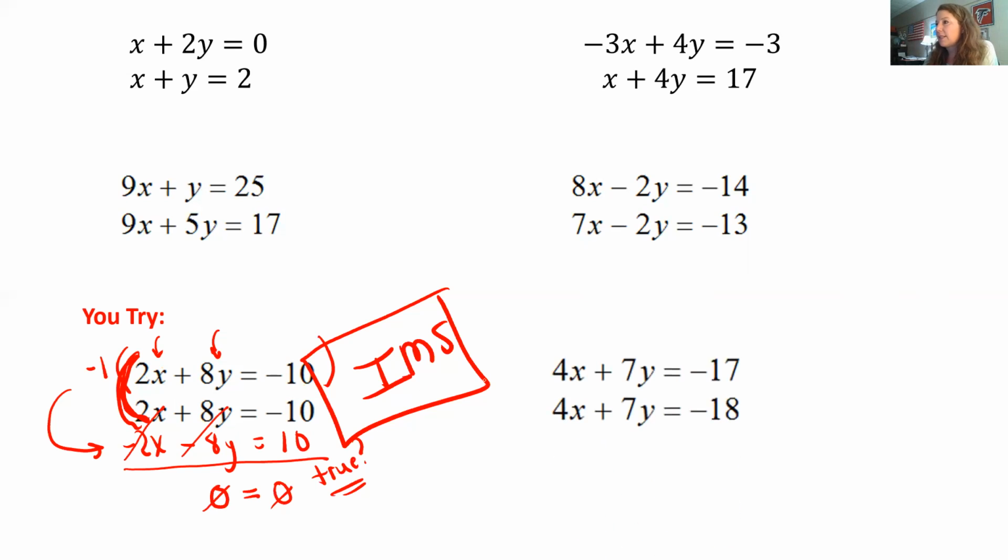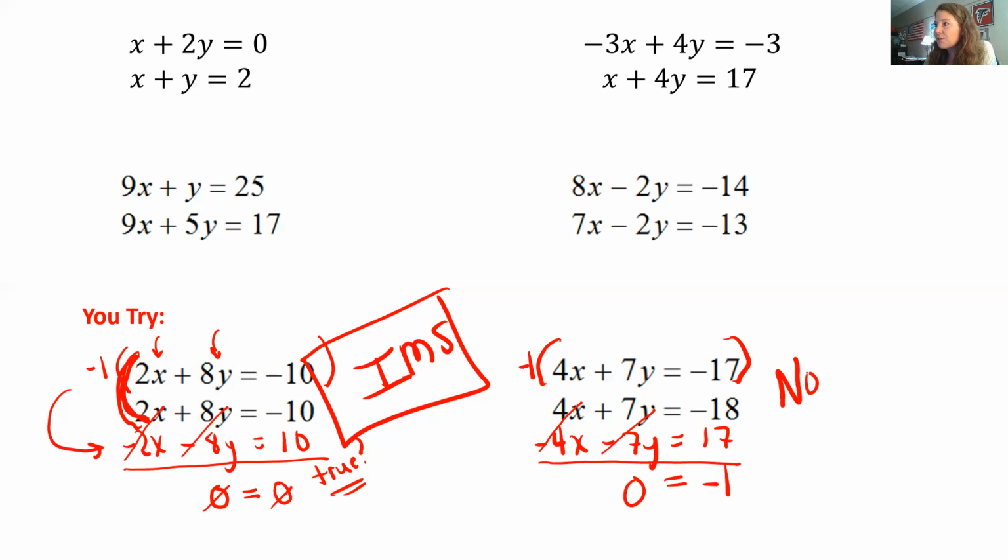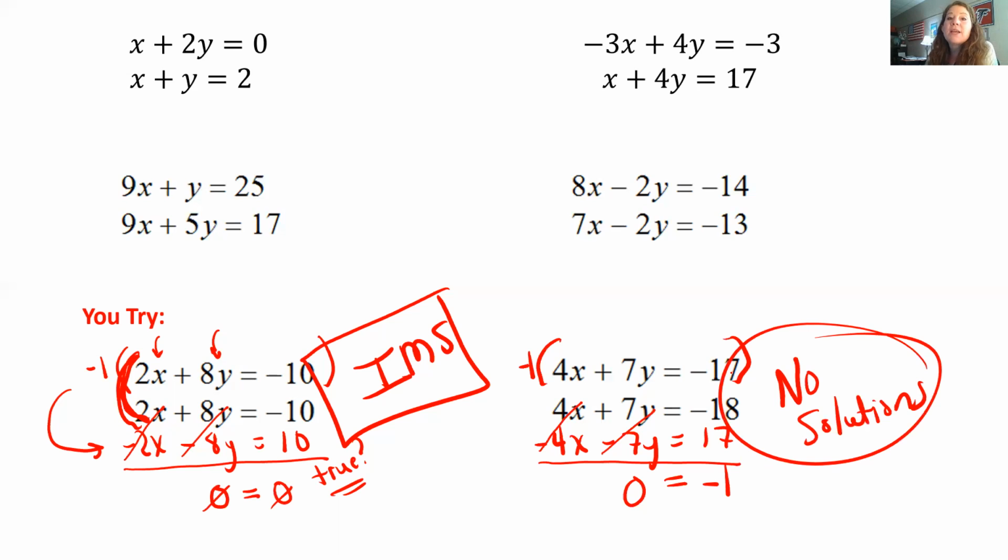All right, what about this one? So if I use negative 1, I bet I'm going to get a false statement this time. So my variables, once again, are going to eliminate, but my numbers at the end are not. So this is 0 and 0. 0 plus 0 is 0. And I get negative 1. Is that true? No, it's not true. If it's not true, what do we answer? We answer no solutions. There's no solutions because why? Those are two parallel lines. They'll never intersect.